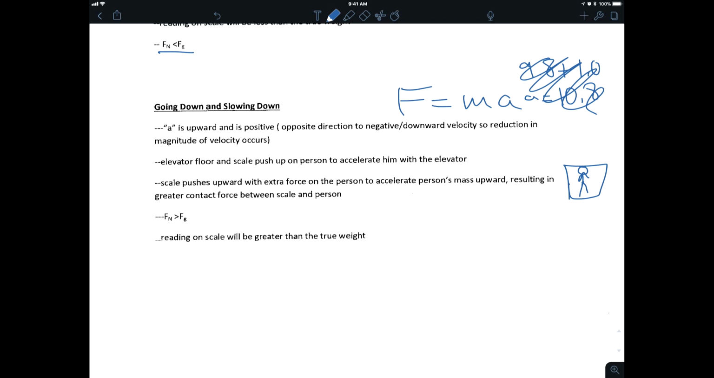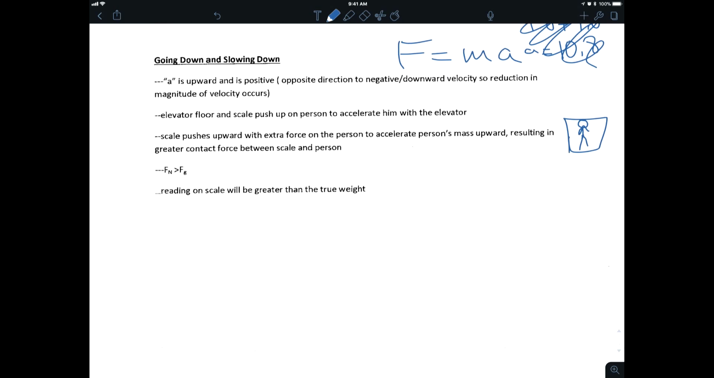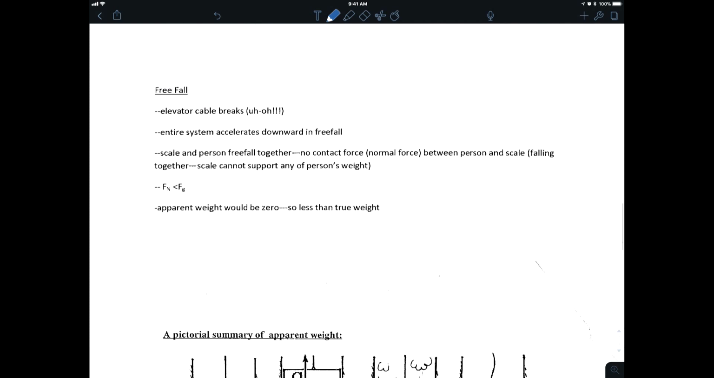Why is that? That is because you are increasing A, and as A increases, F will increase. Your acceleration upwards causes A to increase. So the reading on the scale will be greater than the true weight. I can try to explain this in a lot of different ways, but really all you need to get from this is F equals ma.